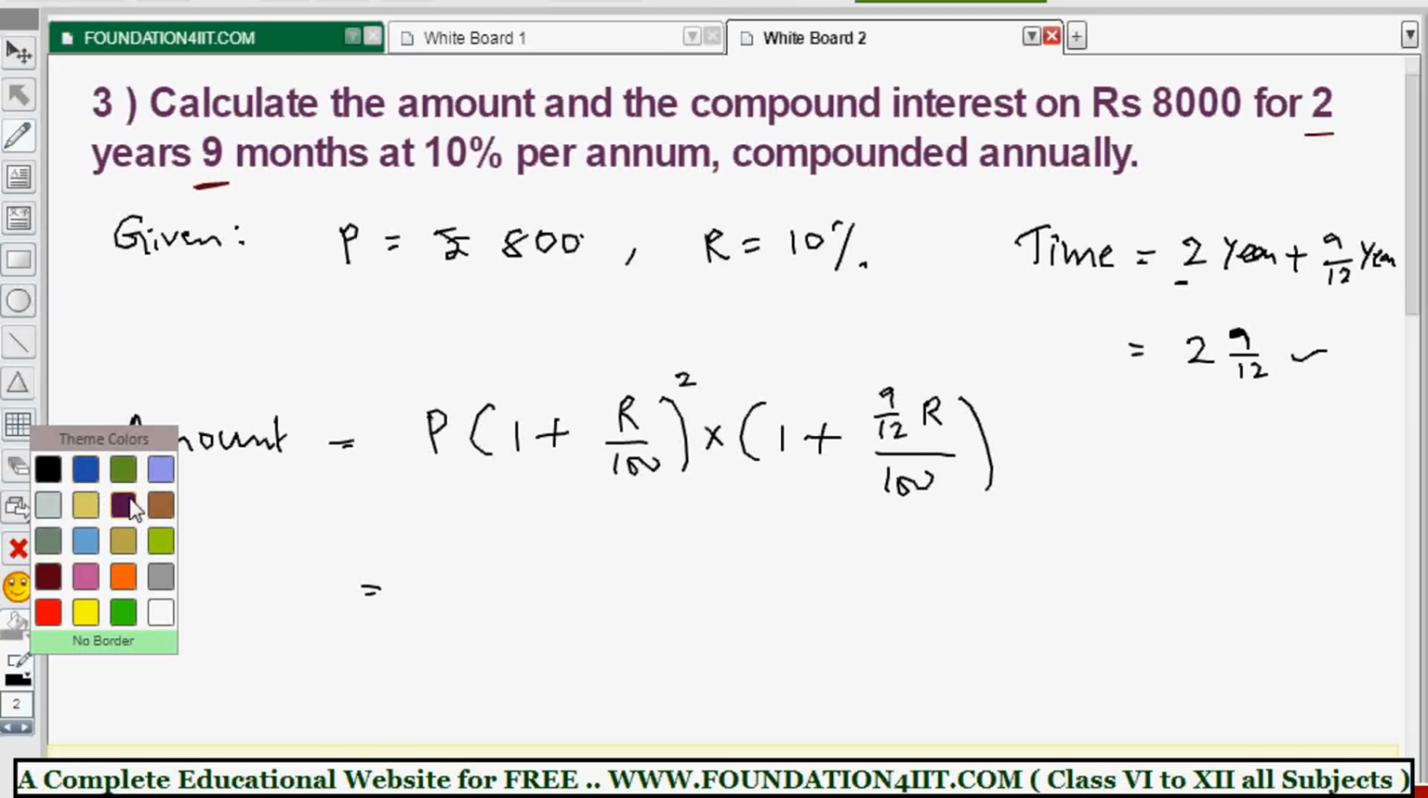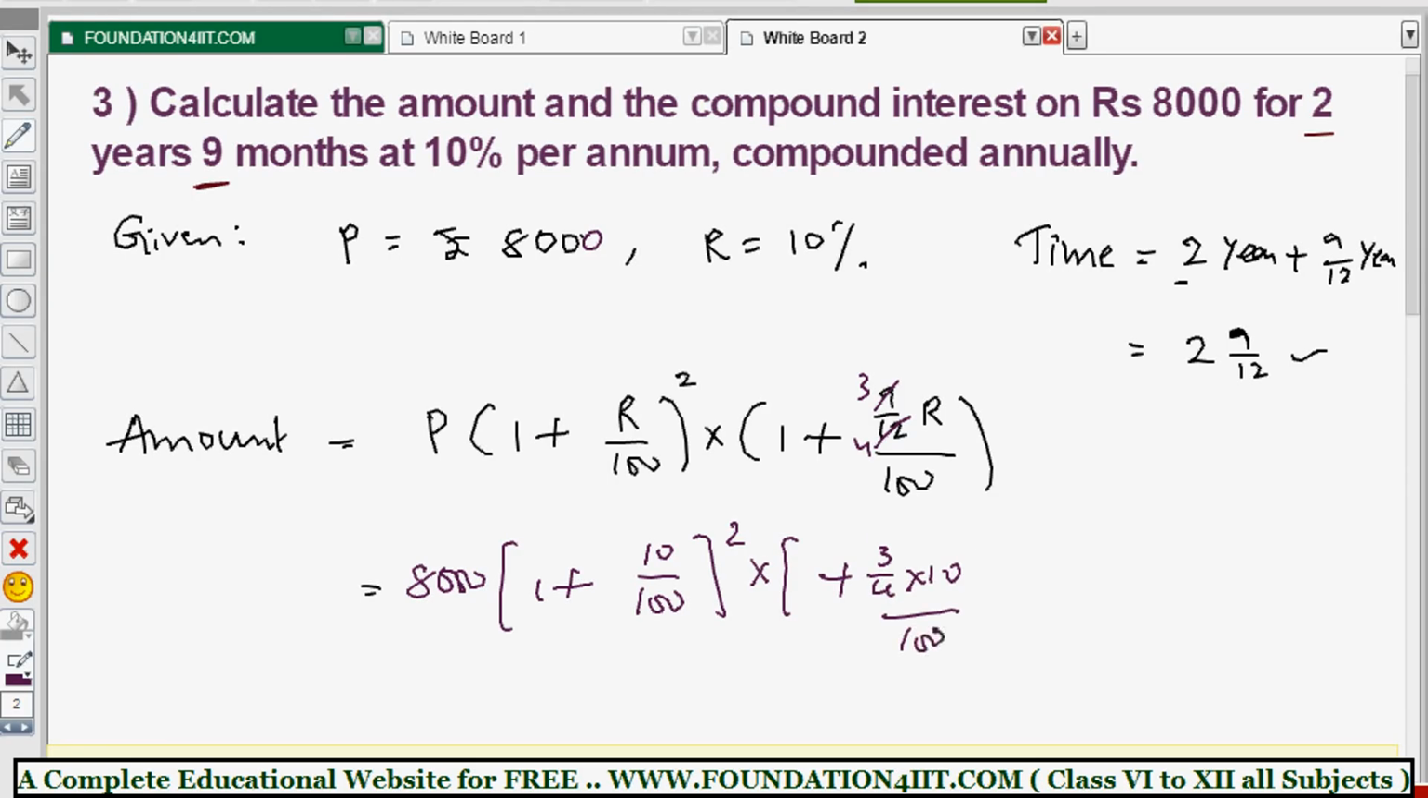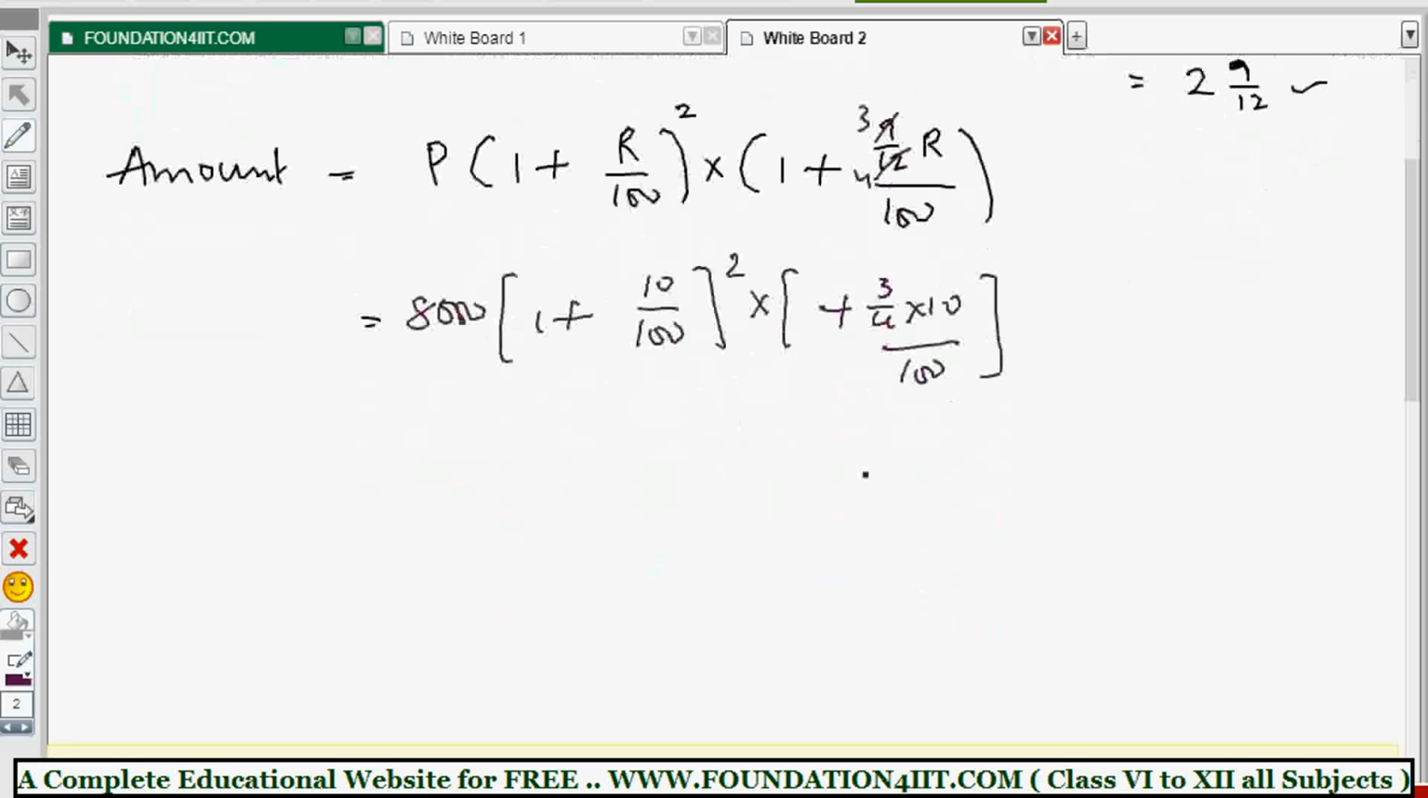Whenever we need to apply the formula, now P is equal to 8000, 1 plus R is 10 by 100 all to the power 2, into again 1 plus, we can cancel this, right? 9 by 12, 3 3 is a 9, 3 4 is a 12, so 3 by 4 into 10 by 100. Just calculate this total and get the final amount. Then 8000 into 1 plus 10 by 100 is 110 by 100 whole square.